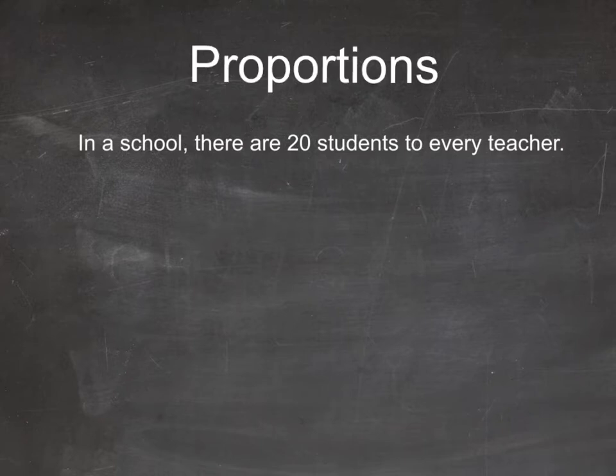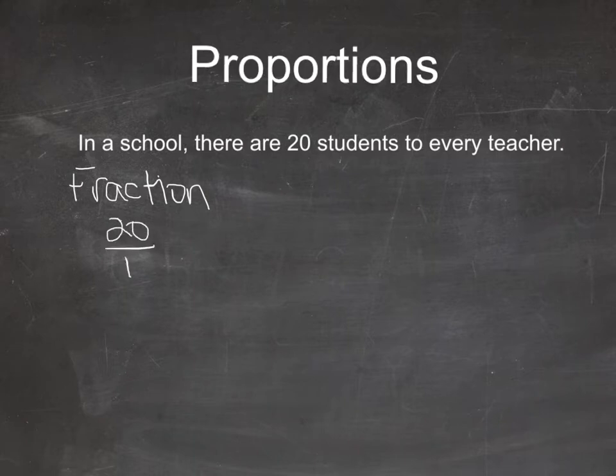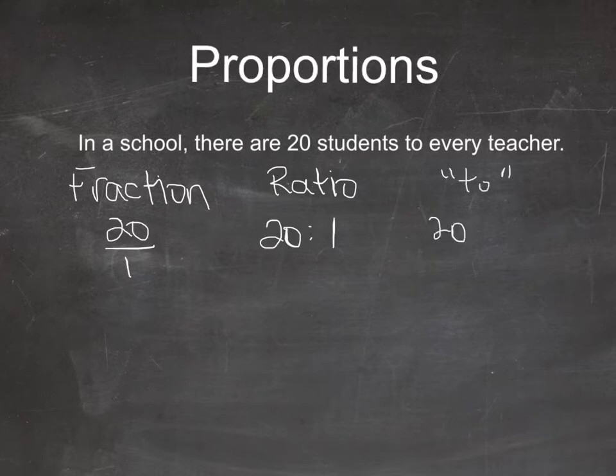I can write it as a fraction. So 20 students to every teacher. I have 20 students to one teacher. I can write it as a ratio. So 20 students to one teacher. I can also write it with the word to. So 20 to 1.